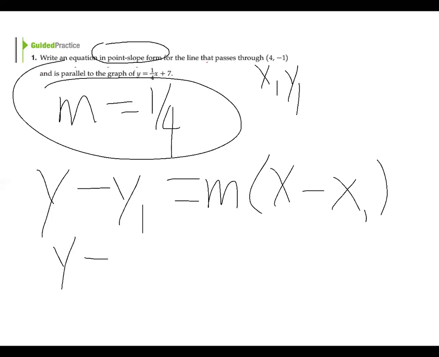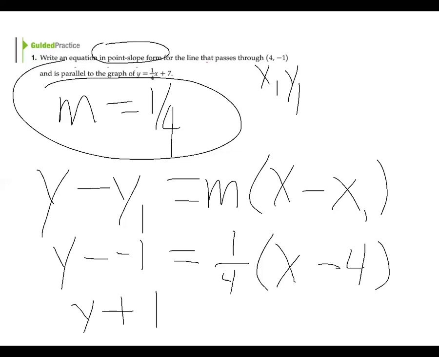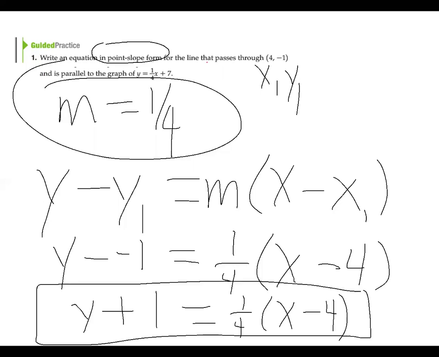y minus negative 1 equals the slope 1/4 times x minus x1, which is 4. Simplify it a little bit. Minus a negative you can write as adding, so y plus 1 equals 1/4 times x minus 4. And you leave it like that because it asked for it in point-slope form, not slope-intercept form. So make sure you give the answer in the form that they asked.